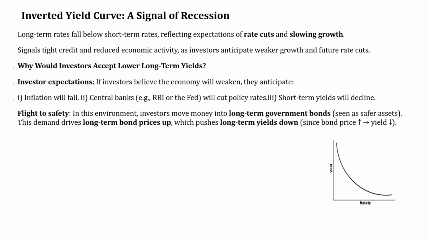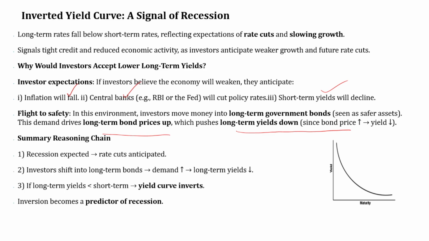This happens mainly if investors believe the economy will weaken, a recession is on the way, they anticipate inflation will fall, central banks will cut policy rates, and short-term yields will decline. So as a flight to safety in this environment, investors move money into long-term government bonds seen as safer assets. So that means there is a hike in the demand for long-term bonds, and this demand drives long-term bond prices up, which pushes long-term yields down. Since, as you already know, when bond prices increase, the yield declines.